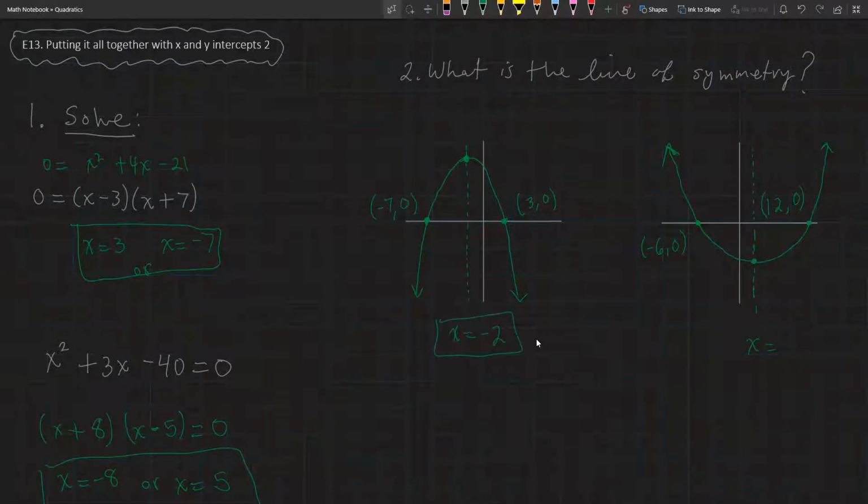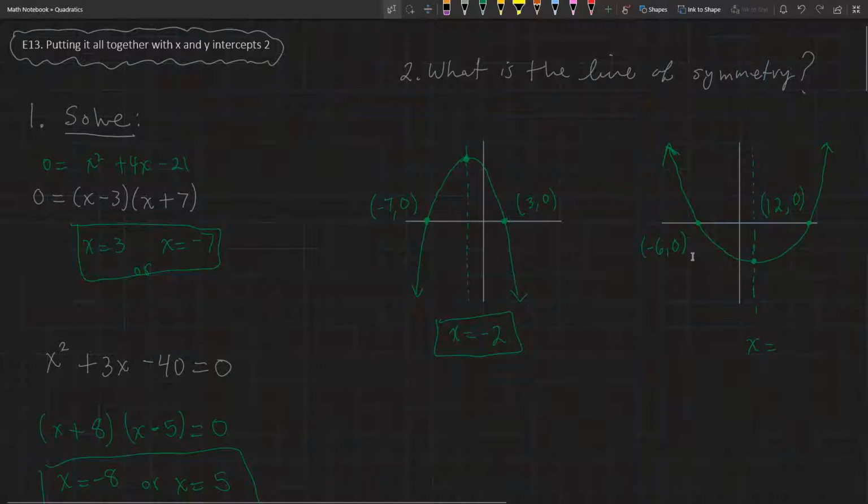X equals negative 2, and I want to talk about the phrasing of the question. What is the line of symmetry? What I mean by that is, what's the equation of that line? In this case, it is x equals negative 2. What is the equation of the line of symmetry for this one on the right? The x-intercept on the right side is a 12. This one's a negative 6. Right in the middle of those two x-intercepts is the line of symmetry.